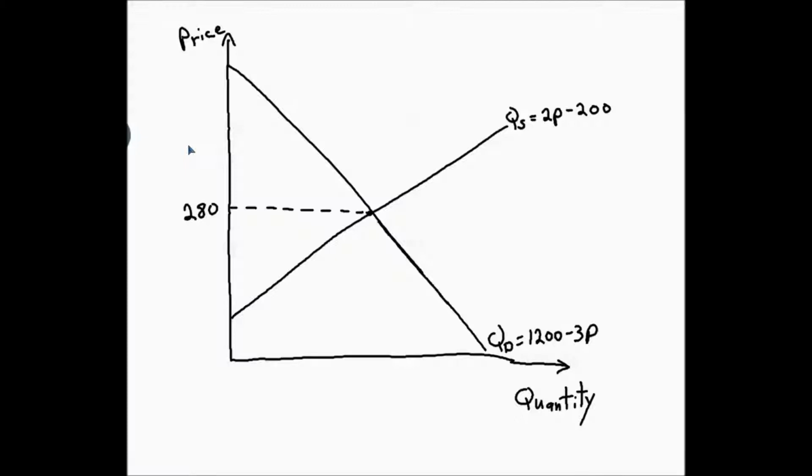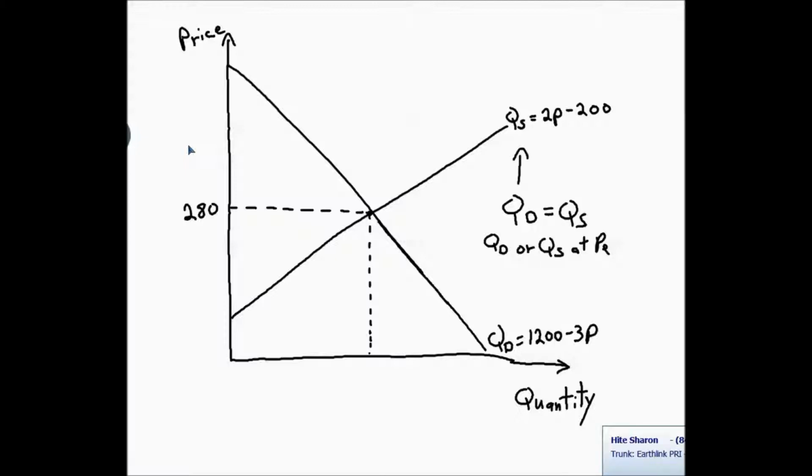For those of you who are really rusty with this, I did that simply by setting quantity demanded equal to quantity supplied, and I just solved it. Once I have the equilibrium price, I can solve for the equilibrium quantity, because the equilibrium quantity is defined to be either the quantity demanded or the quantity supplied at the equilibrium price. So you can just put your equilibrium price of 280 into the supply equation.